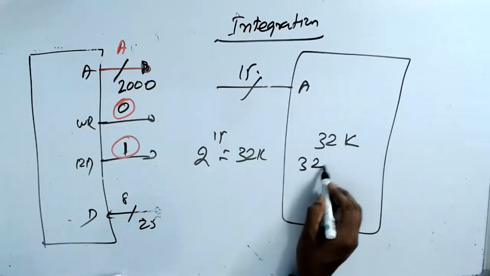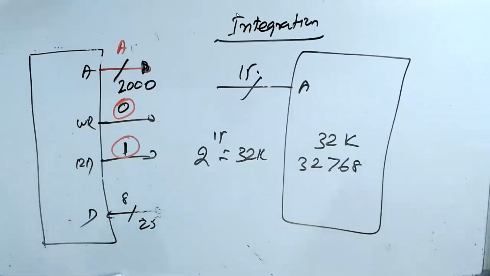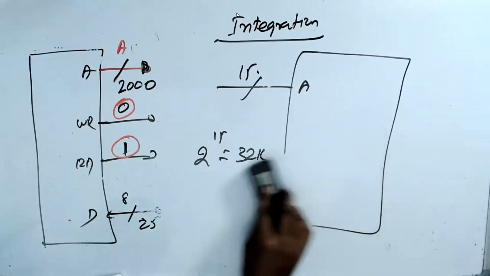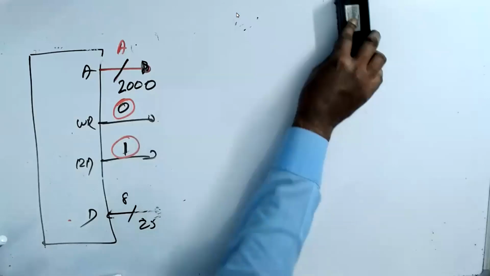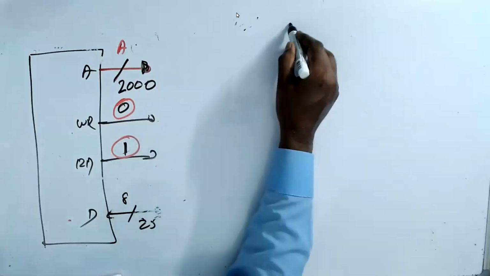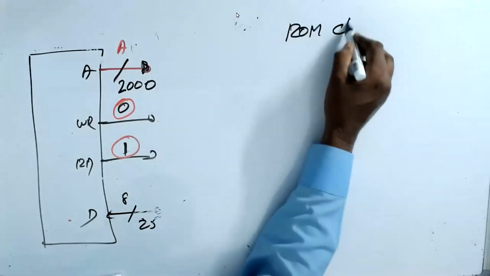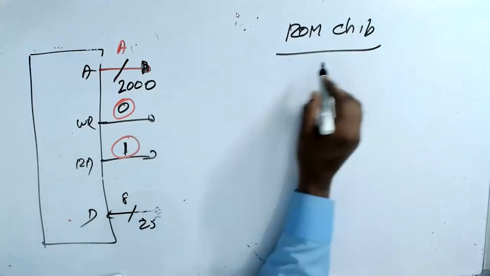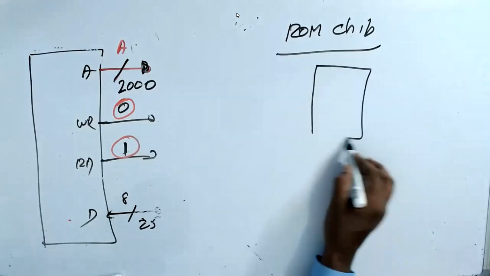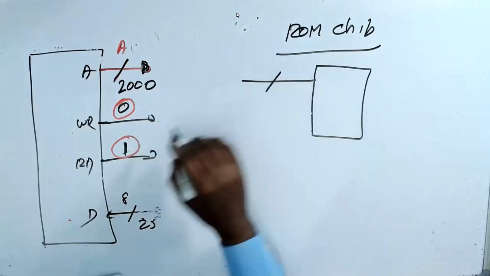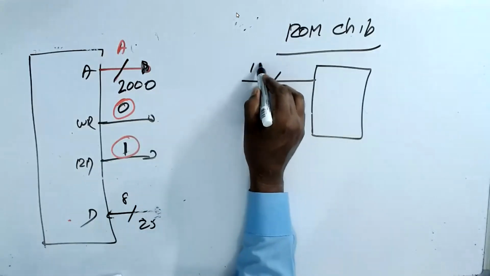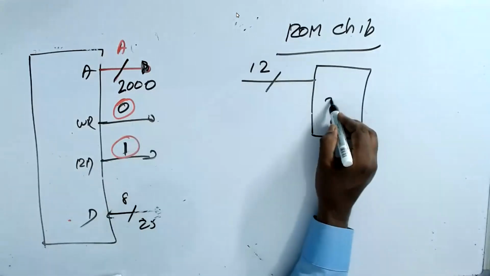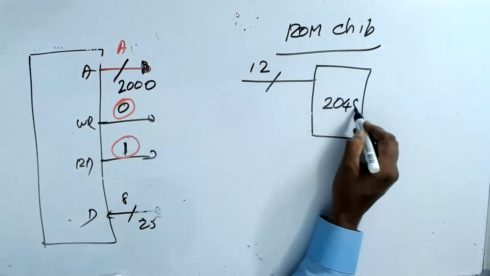That is 32,768 bytes. So this is the way they do that. For a ROM chip, the moment you see the address is 12 lines, you should say that is 2048. You should know, or 2K.